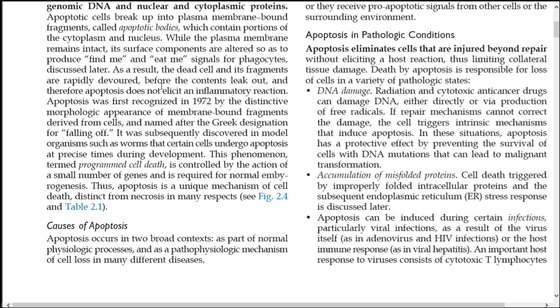So, apoptosis does not elicit an inflammatory reaction. Okay, that is very important. Apoptosis does not elicit an inflammatory reaction because the dead cell and its fragments are rapidly phagocytosed before the cellular contents leak out.